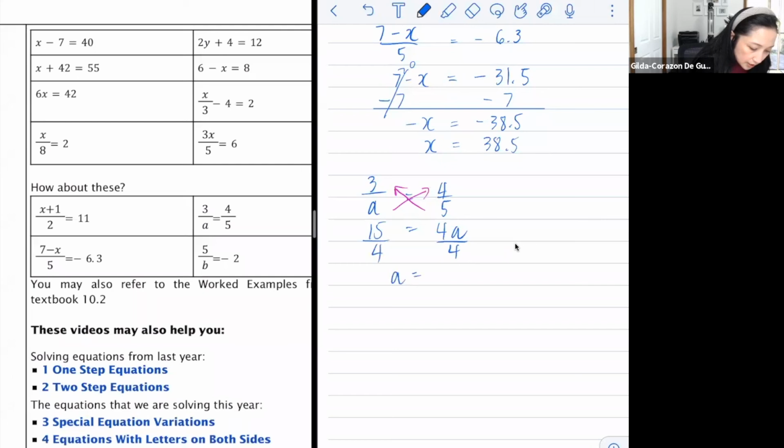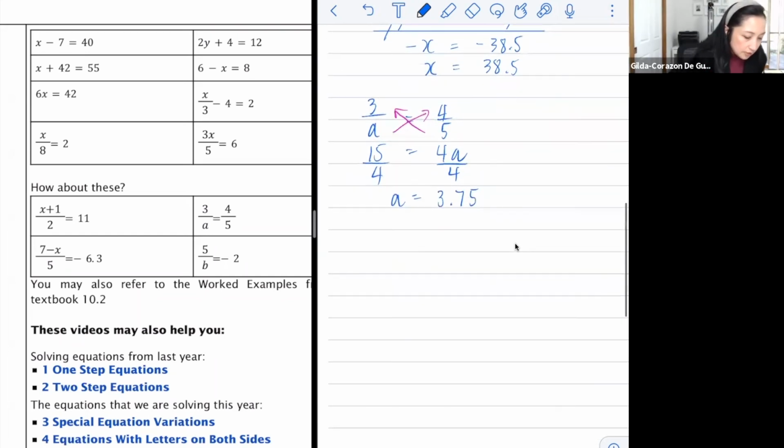You get a equal to 15 divided by 4, which is the same as when you say 15 divided by 2, and then divided by 2 again, or you can also just use your calculator and say that that's 3.75. Okay, let's do one last one there.